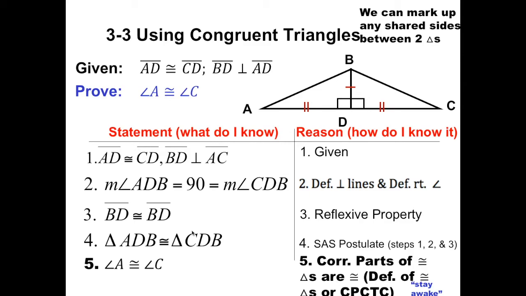And what you need to do, okay? Stay awake, my friend. You know what CPCTC means, right? It's written out for you right here: corresponding parts of congruent triangles are congruent. The T is triangles, and this last C is congruent. The first C, though, is corresponding. Be careful of that here, okay?